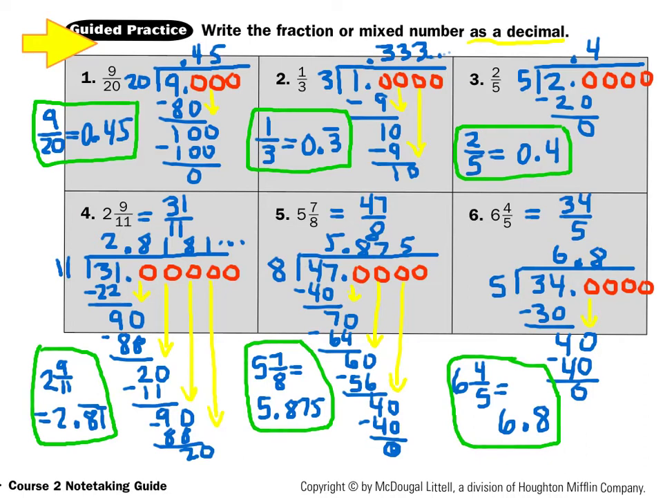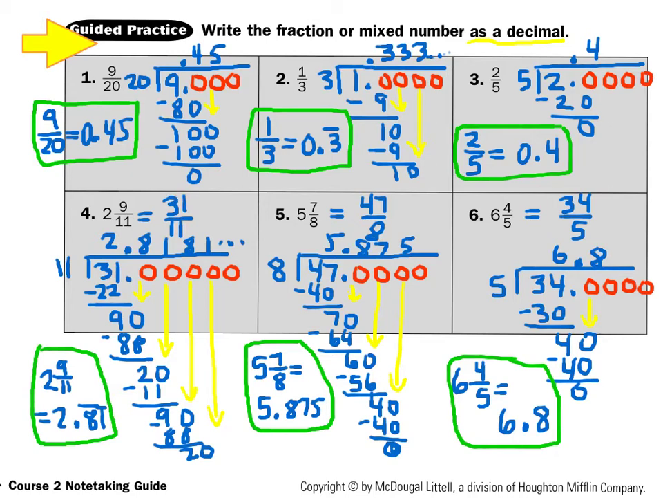Take a look at number 4. If they give you a mixed number, 2 and 9 over 11, well, first we have to make it improper. So start at the 11. 11 times 2 is 22, and now add 9. So 22 plus 9 gives me 31 over 11.